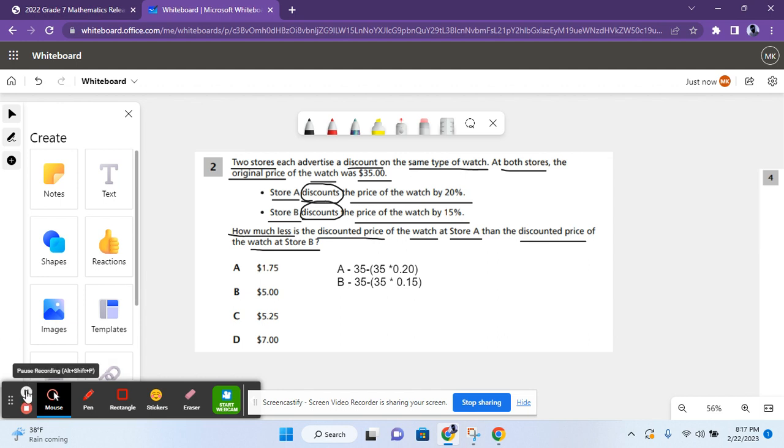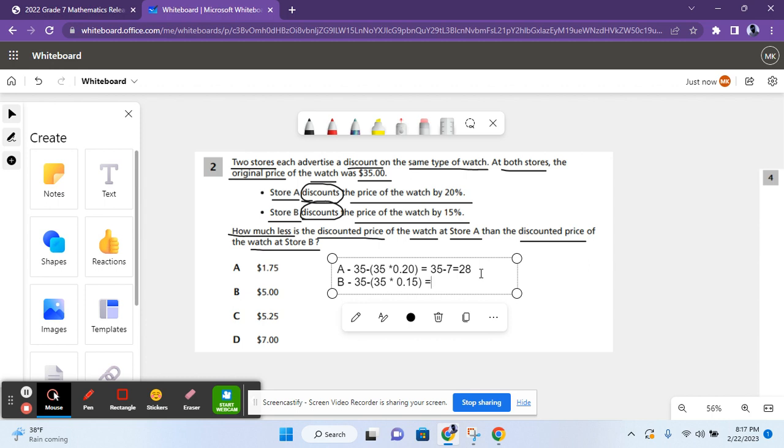When we solve the equation for store A, we'll get 35 minus 7, since 35 times 0.20 is 7, and 35 minus 7 is 28. So the discounted price of store A is $28.